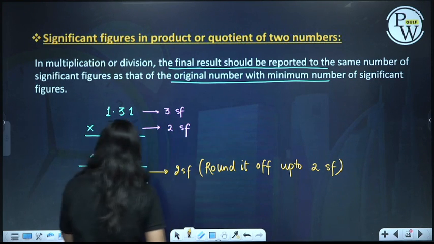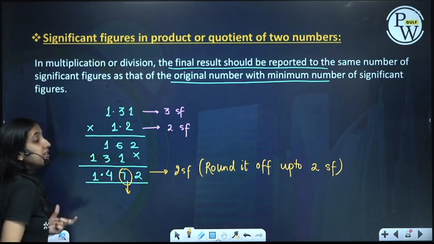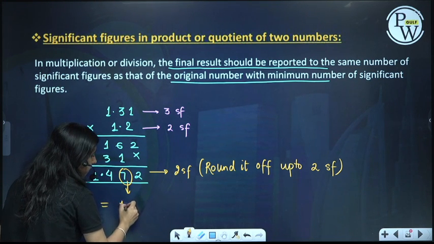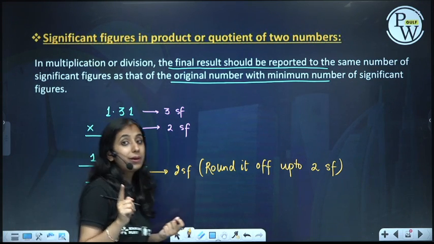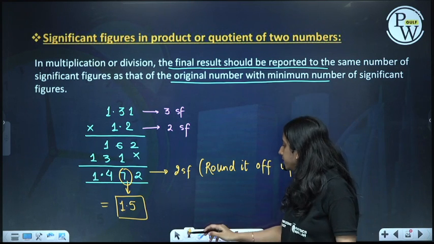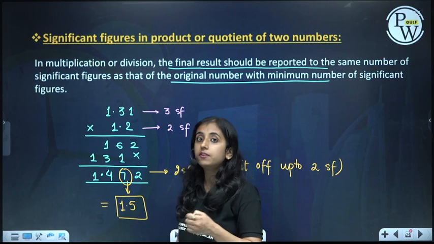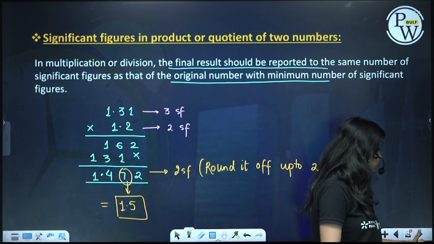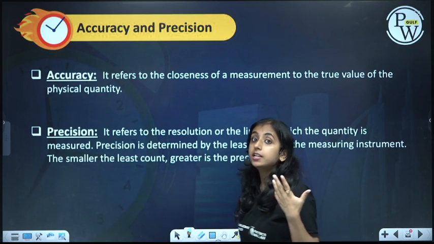When we round it off up to 2 significant figures, the digit to be dropped is 7. 7 is greater than 5. Increase the preceding digit by 1. So 1.5 will be the answer we will be reporting. So the correct answer will be 1.5. This is how significant figures are propagated in arithmetic operations: addition, subtraction, multiplication and division.